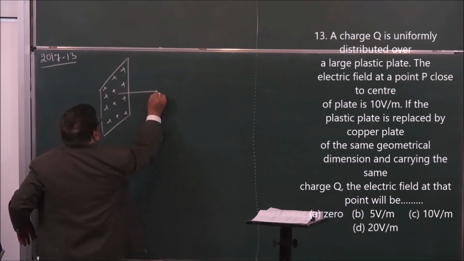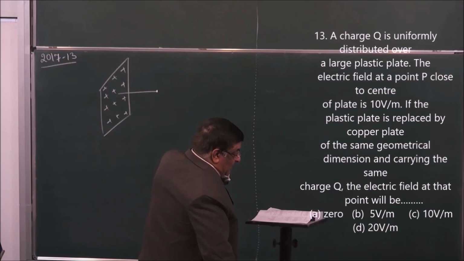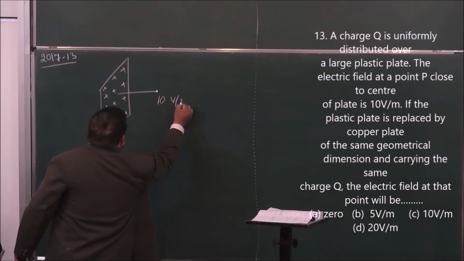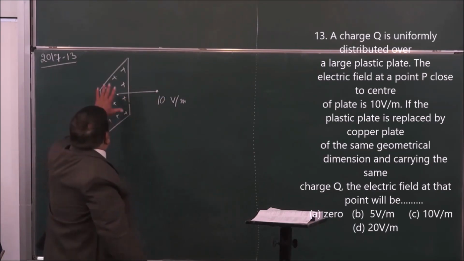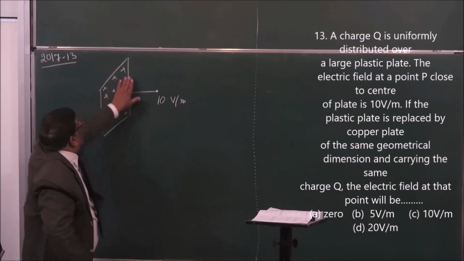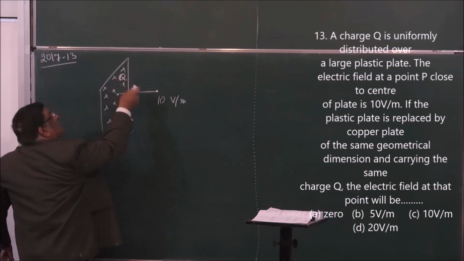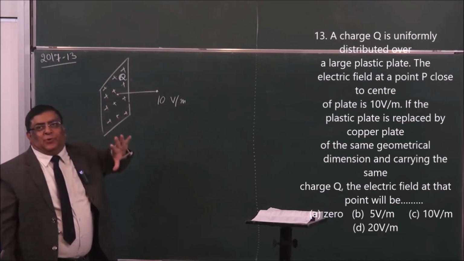At a certain point here, it says that at a certain point P close to the center of the plate, the electric field is 10 volt per meter, near the center. Okay. Now this plate is replaced by a copper sheet, and the same charge Q is given to that copper sheet. What will be the electric field at this point?